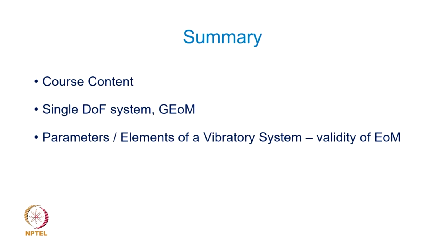Okay. In this lecture, what we discussed is the broad contents of this course, what the various topics are. We also looked at how a single degree of freedom system model is formed from a given physical system, how the governing equations of motion were obtained, and more importantly the elements of a vibratory system, what the parameters associated with a vibratory system are, and within what conditions the governing equation of motion is valid, right. So, the main takeaway was that the basic assumption in all the cases that we will deal with is the small amplitude vibration assumption, which means that the amplitudes of vibration are small enough that the parameters of the vibratory system are considered constant.